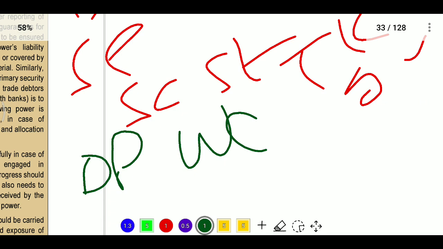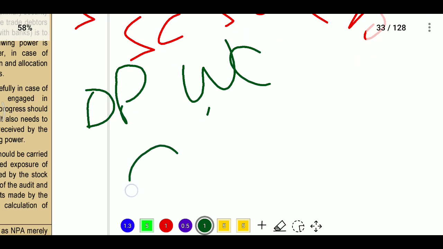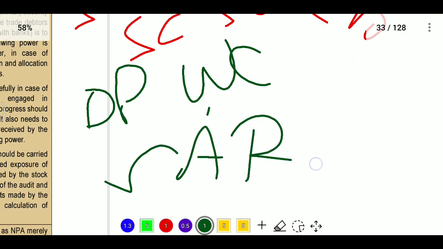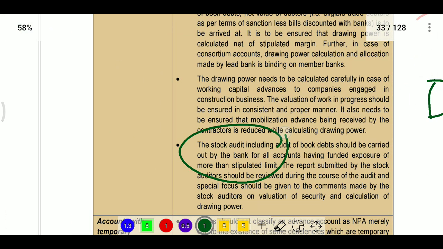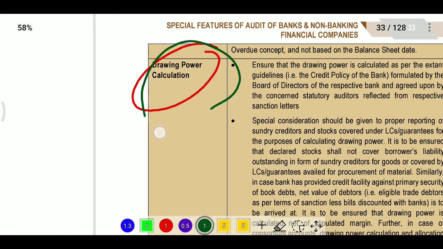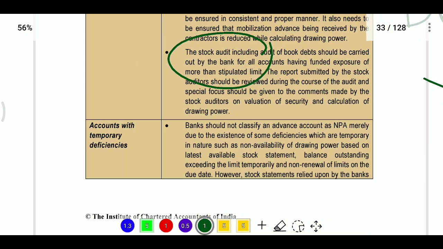In case of working capital DP, advances to companies engaged in construction business. Next, stock audit reports should be reviewed, and special focus should be given to the comments given by the stock auditor. So we need to check the stock audit. Here we have explained the DP calculations.